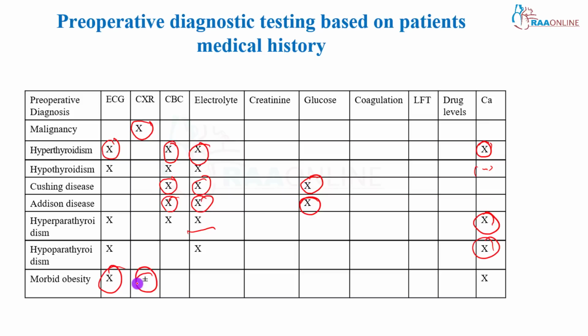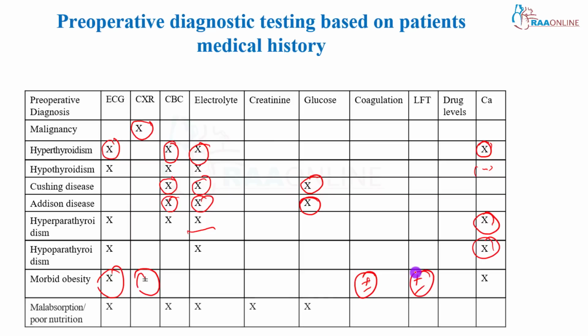Morbid obesity, you need ECG plus or minus X-ray, and in case of hypercoagulability, you might need coagulation testing, and LFT also may be required in obese patients. Malabsorption and poor nutrition, you need ECG, complete blood count, electrolytes, creatinine, glucose.